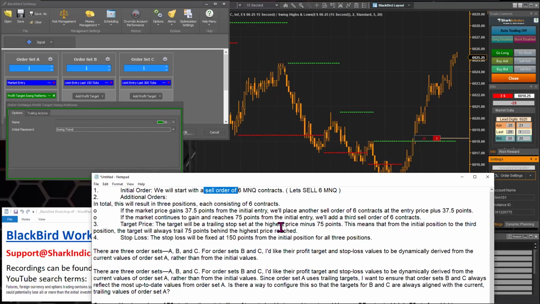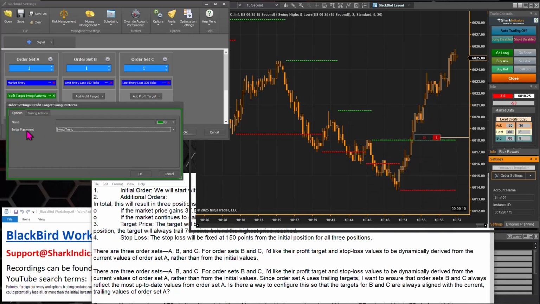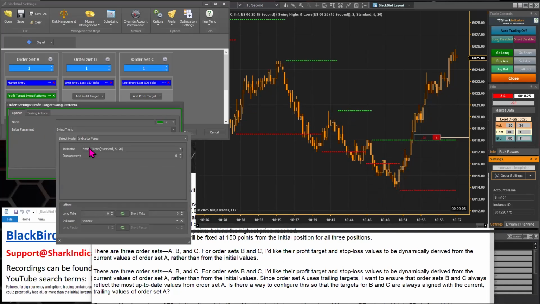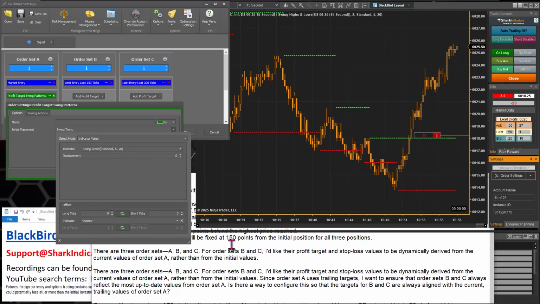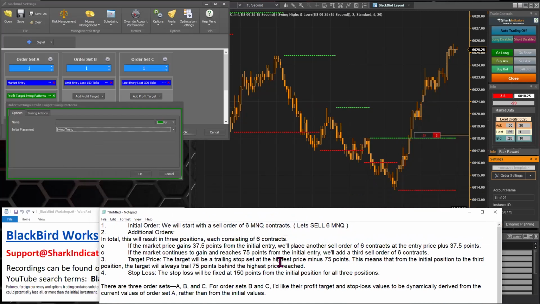So our profit target, we're taking the swing point high and then subtracting 75 points. All right, so let's go back to our initial placement. So we have the swing in there. So now we need to put in that. Hold on, I need to move this down a little bit. There.